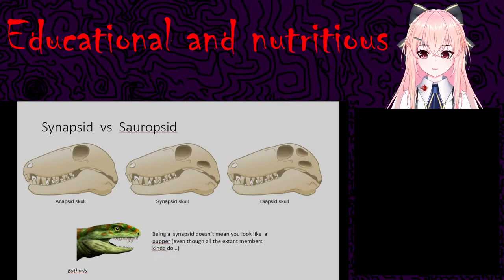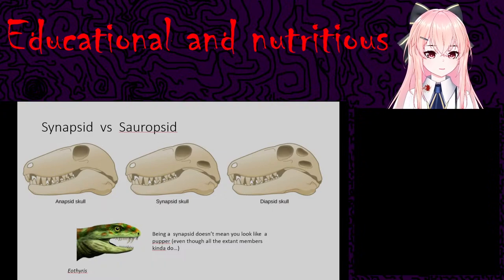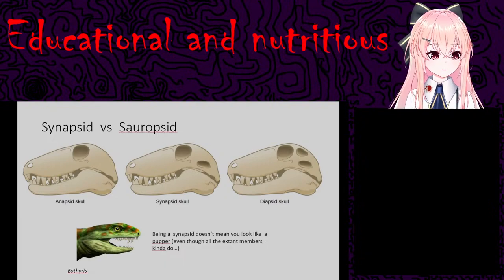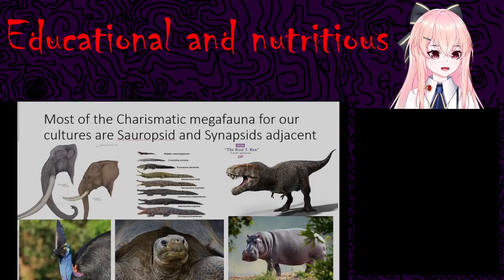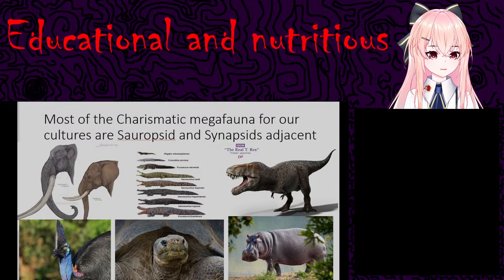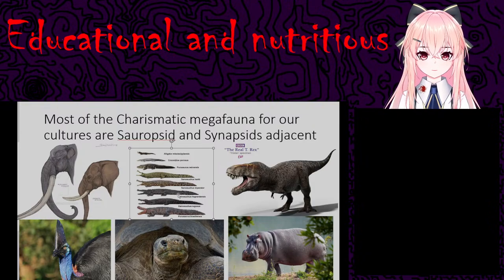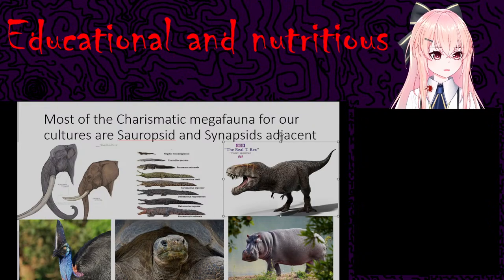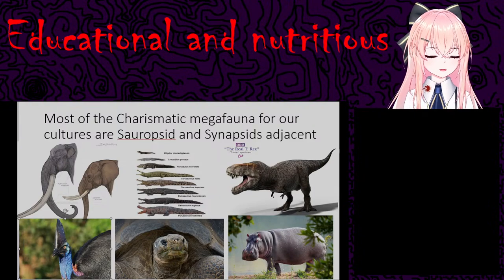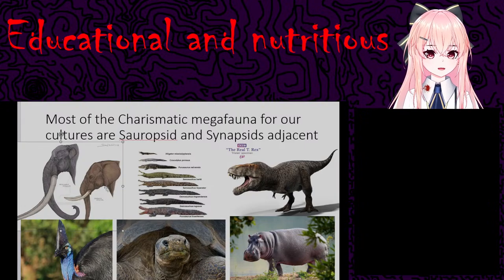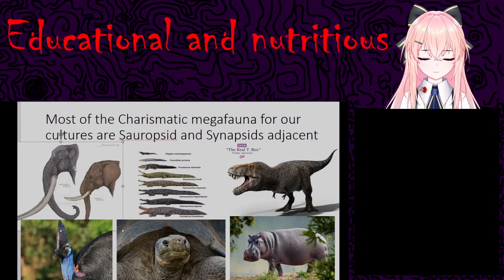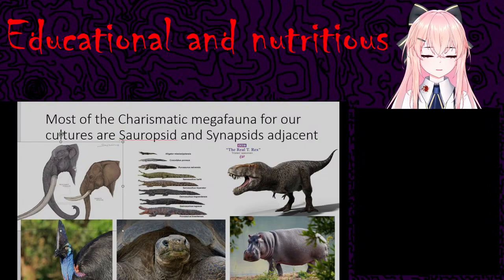And another thing is that most of the charismatic megafauna that we think about are pretty much saurischian and synapsid adjacent. This is the crocodilians. Of course, this is the T. rex. This is the cassowary. This is the giant Galapagos turtle. This is the hippopotamus. This is an African elephant. And this is a Palaeoloxodon. Palaeoloxodon is the biggest terrestrial mammal that ever lived.